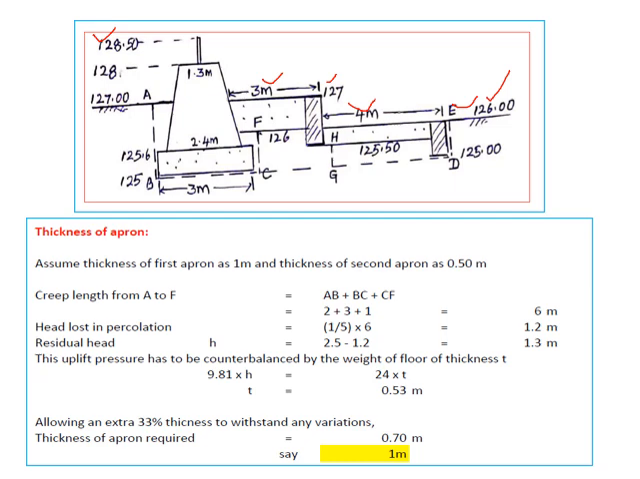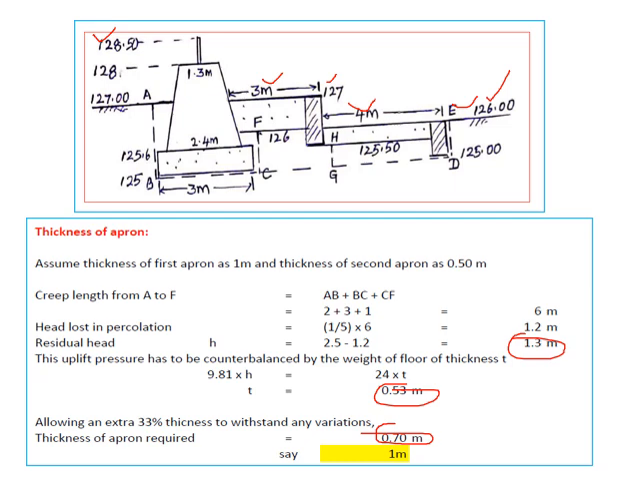What is the remaining head or residual head? Out of 2.5 meters, 1.2 is gone, so therefore it is 1.3 meters. Now we know that the uplift pressure, 9.81 into 1.3, should be equal to 24 into thickness. So the thickness of the floor is to be provided such that the weight of the floor balances the uplift pressure. Now allow an extra 33% thickness to withstand any variations. So you multiply by 4 by 3, that gives about 0.7 meters. So therefore I have provided 1 meter.